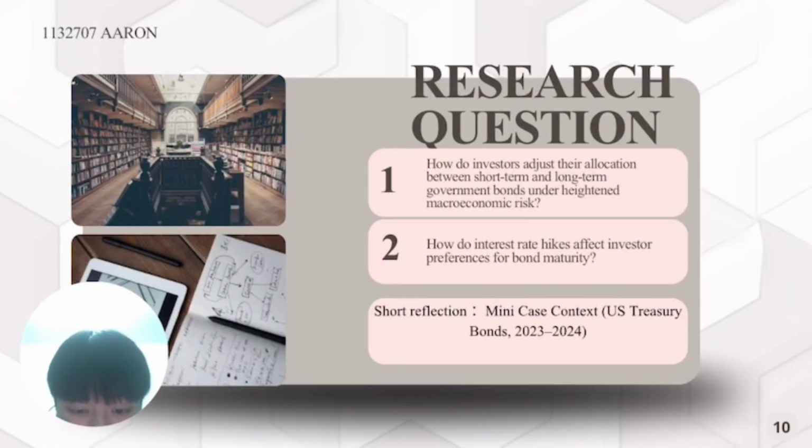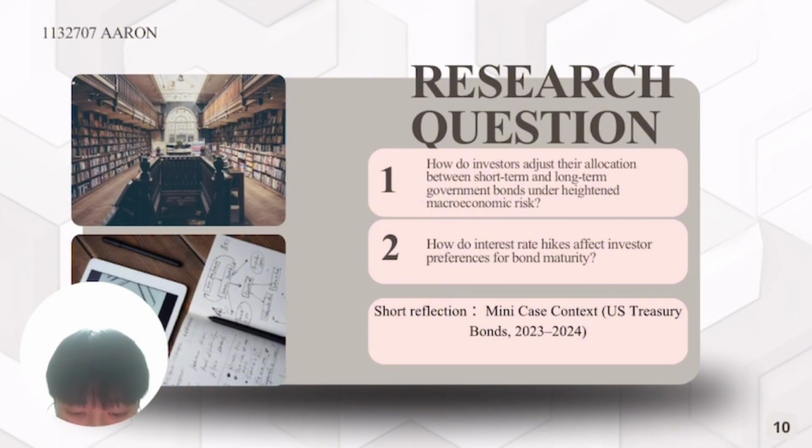And I'll talk about how investors choose government bonds when the economy is risky. First, I will explain our research question. Our main research question is how do investors change their bond choices when economic risk becomes higher. We will use a mini case of US government bonds from 2023 to 2024. During this time, interest rates in the US went up a lot.